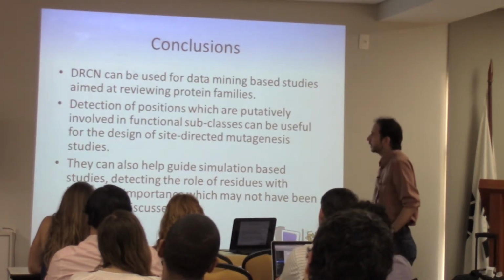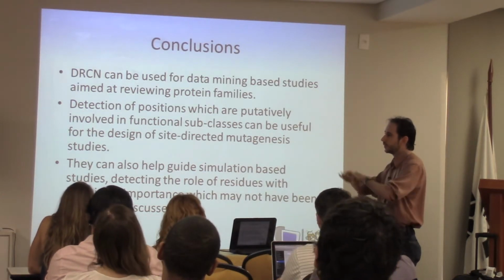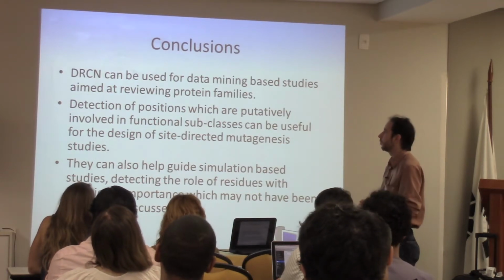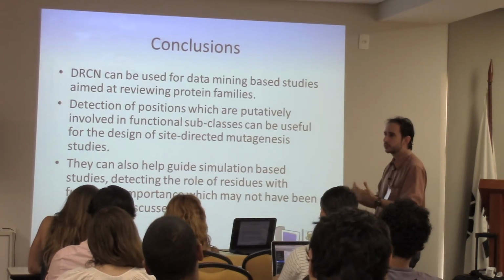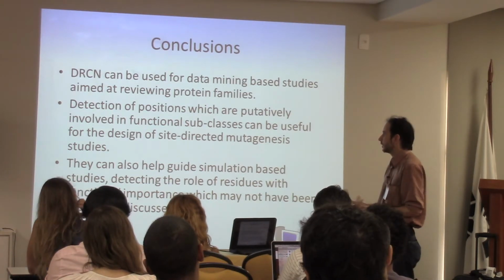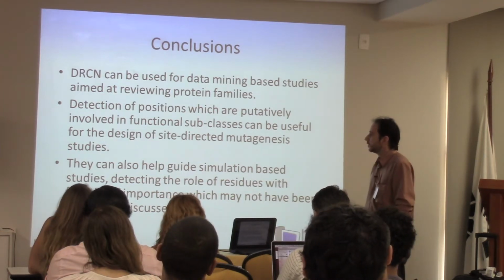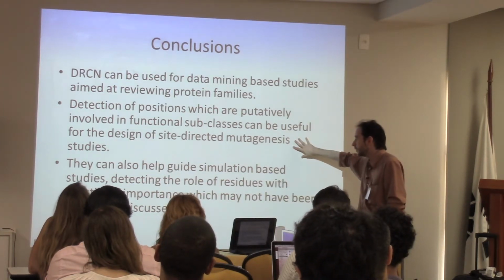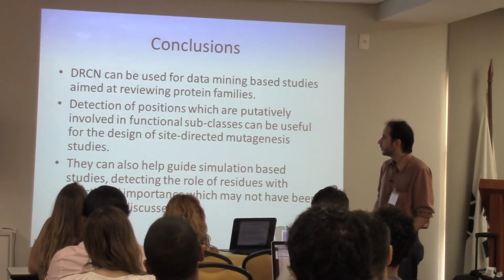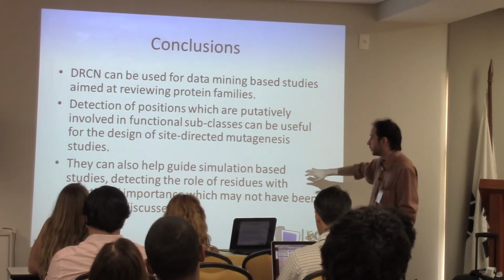So the conclusion is that this method can be used for data mining. We have articles in which we reviewed protein families, looking at which positions are important for function, and sometimes there are things which escape the analysis of other groups. We can detect positions which are putatively involved in functional subclasses, and this can be used for designing site-directed mutagenesis studies. This is what we do with a group of Mário Barros in São Paulo. And they can also help guide simulation-based studies.